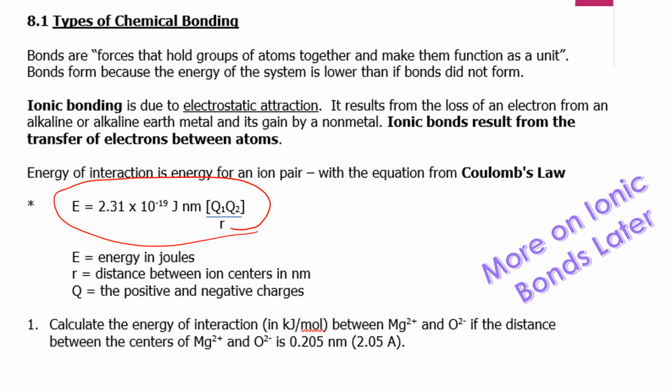It's slightly different. Again, just like with Coulomb's law, we're not doing any math with this. It is just an equation to explain some of the things that are going on. The E is an energy relationship, though. As ions come closer together or farther apart, the amount of energy released or absorbed changes. R is the distance between the ion centers in nanometers. Again, we don't do the math.